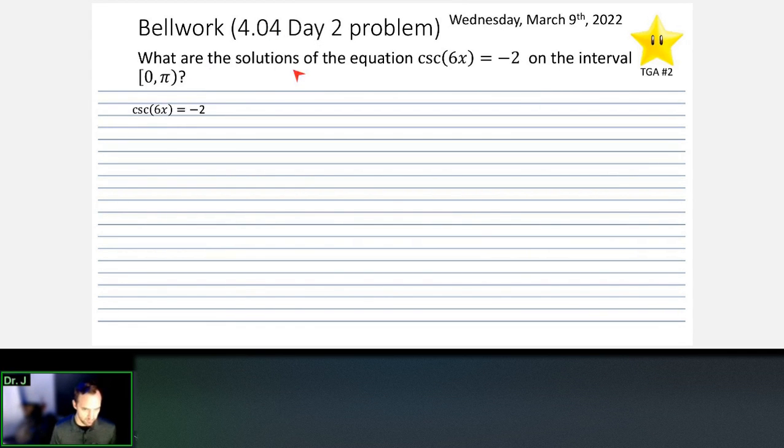All right, so it says, what are the solutions of the equation cosecant 6x equals -2 on the interval 0 to pi? So day 1 of 4.04 was the general form. When you have an answer, then you have plus 2 pi n or pi n, depending on if it's tangent, cotangent, or something else. This is similar, but now we're on an interval restraint from 0 to pi.